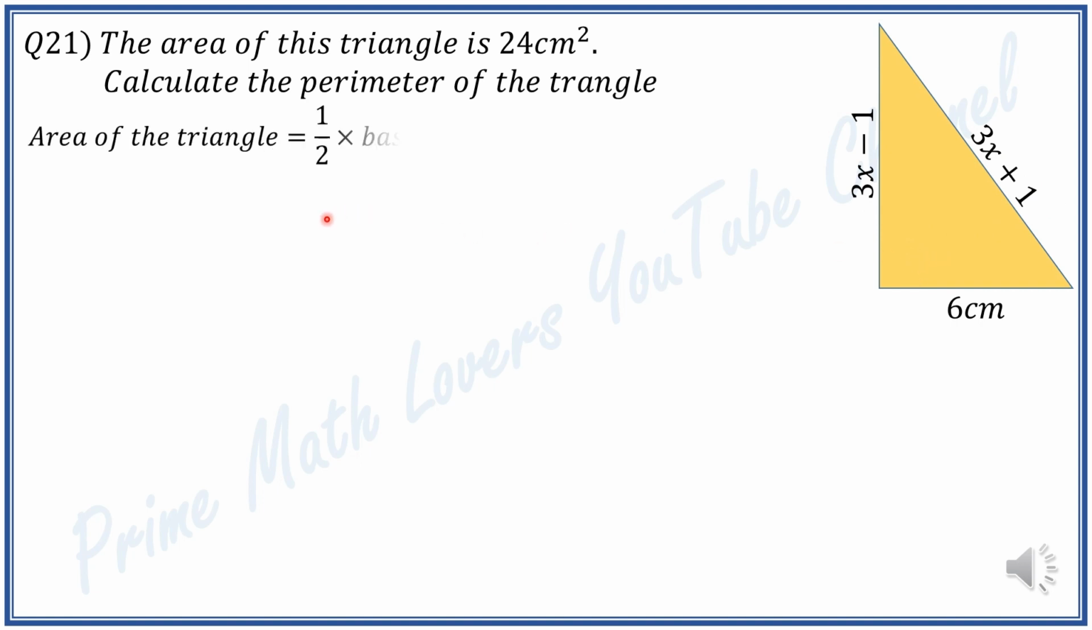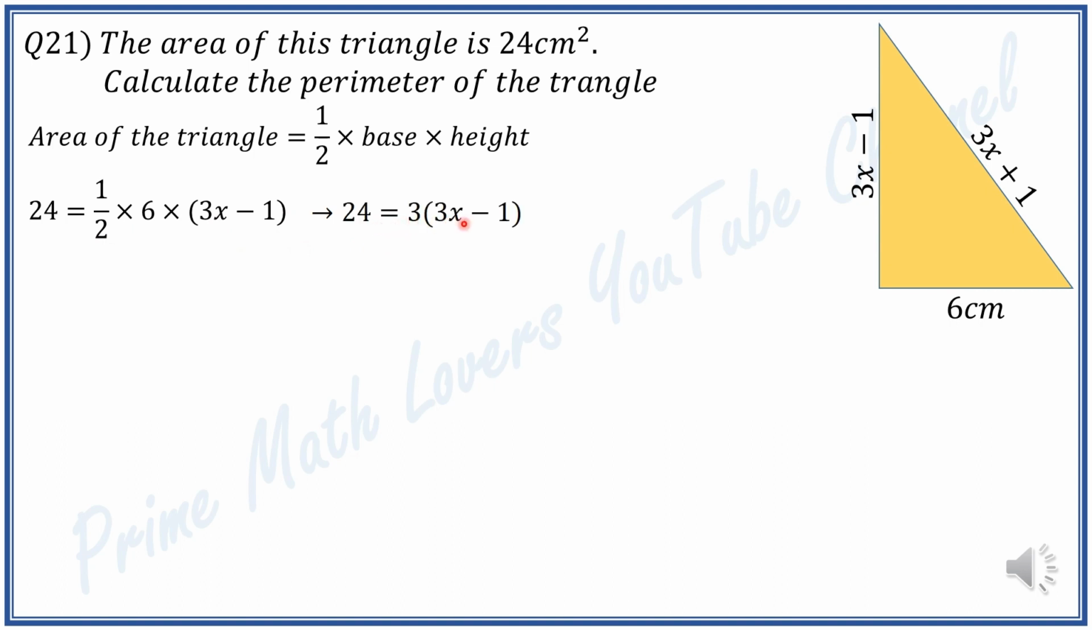We know the formula of the area of a triangle is 1 over 2 times base times height. Base is 6 centimeters, height is 3x minus 1, and the area is 24. So 24 is equal to 1 over 2 times 6 times (3x minus 1). 6 divided by 2 is 3, so 24 is equal to 3 times (3x minus 1). We divide both sides by 3, so 24 divided by 3 is equal to 3 times (3x minus 1) divided by 3. This 3 cancels this 3, and 24 divided by 3 is 8.